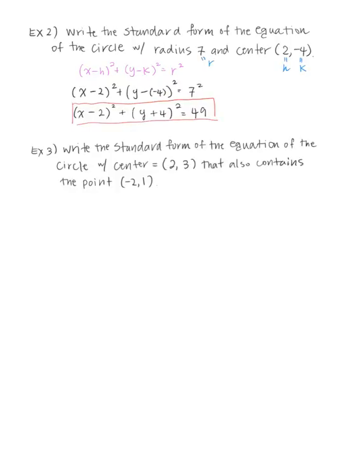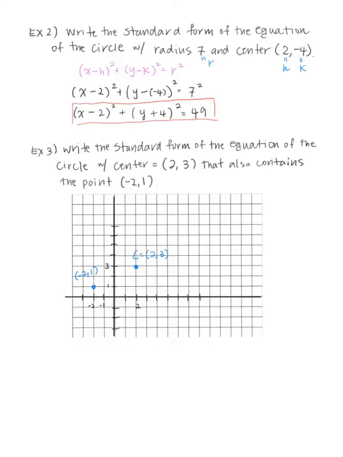Now let's take a look at something like this. Write the standard form of the equation of the circle with center at (2, 3) that also contains the point (-2, 1). So just so that we have a better understanding of this, let's draw a picture. So here, all I did was bust out the graphing paper and plotted those 2 points that are given to us, which is the center and the point (-2, 1). Well, what are we missing? In order for us to write the equation of a circle, remember, you need that radius. So first, we need to compute that radius, which is nothing but the distance between those 2 points.